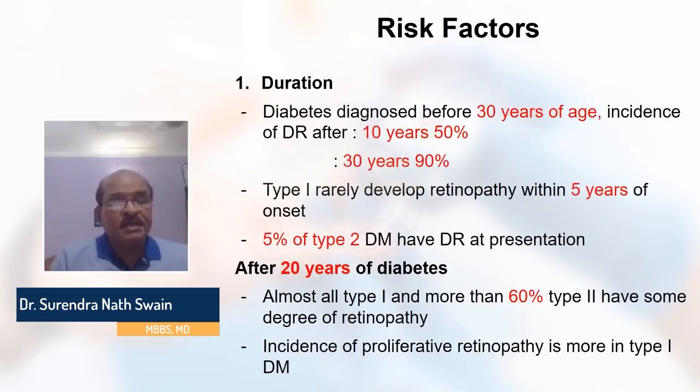So what are the risk factors? The duration of diabetes. If diabetes is diagnosed before 30 years of age, the incidence of diabetic retinopathy becomes 50% after 10 years, and after 30 years it becomes 90%. So the duration of diabetes is directly proportional to disease progression to diabetic retinopathy.